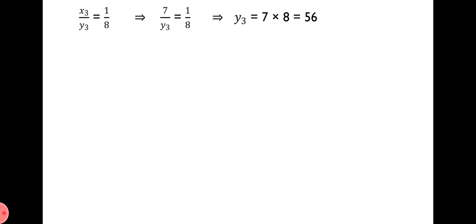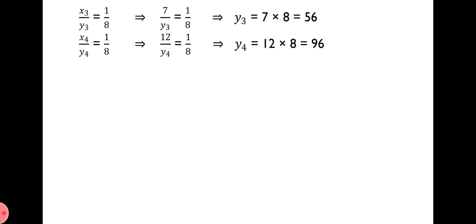Again x3 upon y3 will be equal to 1 upon 8, because this constant will remain the same for each and every corresponding ratio. Now x3 is given as 7, so 7 upon y3 equals 1 upon 8. Again we will do cross multiplication, so 7 into 8 equals y3. Therefore y3 equals 56.